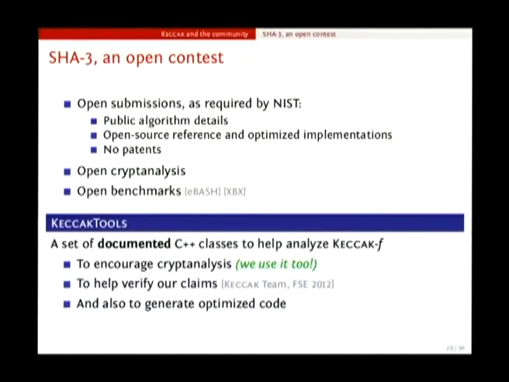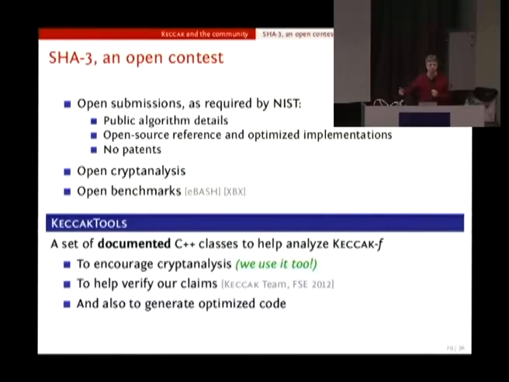And at some point, we decided to publish the routines that we used for the analysis, and this created Keccak tools, which is, of course, open source. So the idea is to encourage cryptanalysis, not only for us, but also for the others, and also to allow people to verify our claims. If we say that Keccak has this property in terms of differential cryptanalysis, we also publish the associated code that helps verify these claims. And as a byproduct, Keccak tools can also generate some optimized code for Keccak. I will mention this again later.